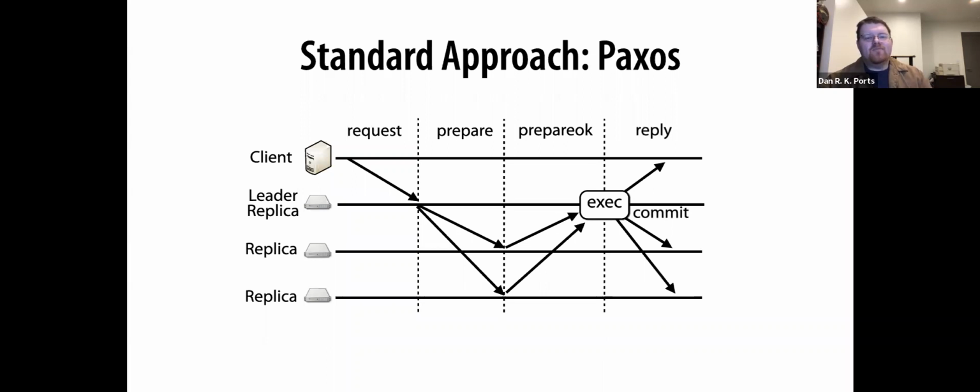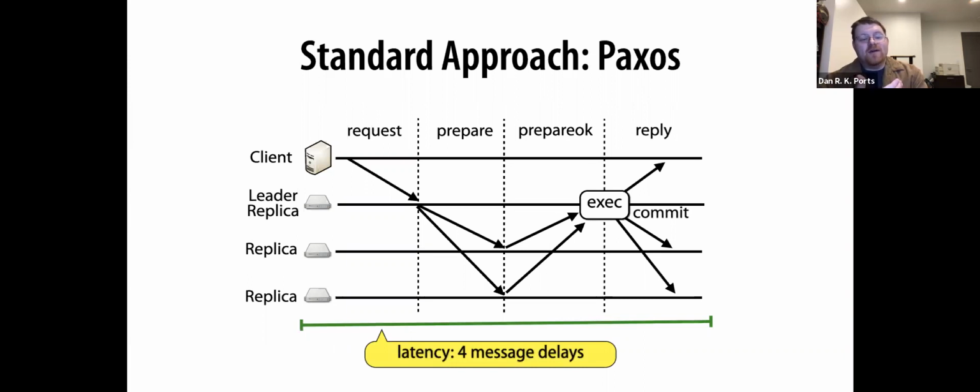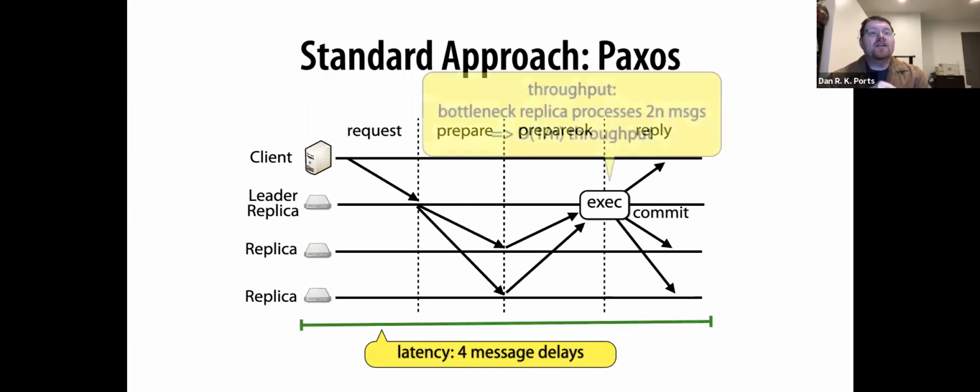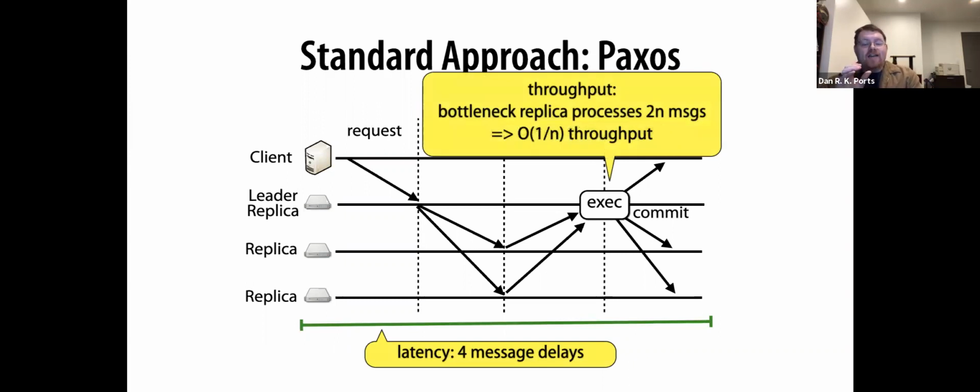So there are two main performance characteristics here. The latency of this protocol is determined by the fact there are 4 phases, 4 message delays. And throughput is limited by the number of messages processed by the leader. It becomes a bottleneck, and we'll see that the throughput scales inversely with the number of replicas.